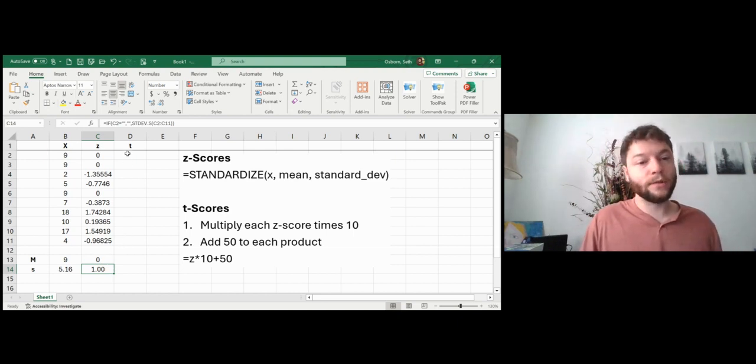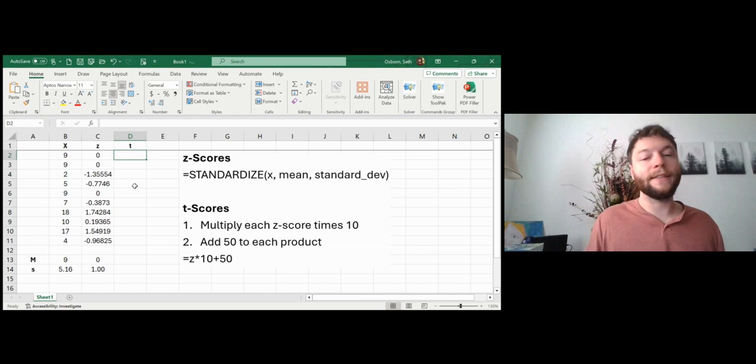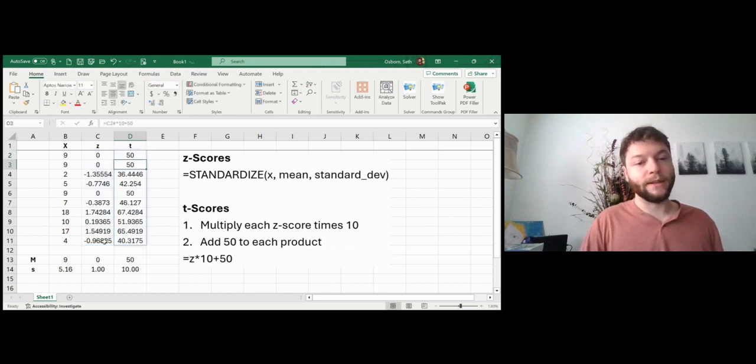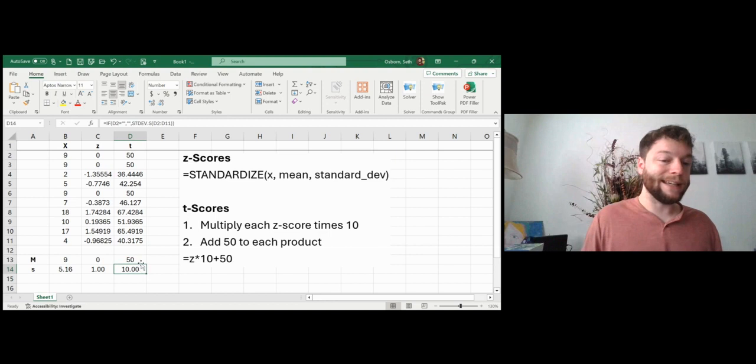Now to convert to t-scores, we can do something similar. Remember, we just multiply our z-scores times 10, then add 50. So this is equal to, highlight all the z-scores you're interested in, multiply them times 10 using the asterisk, then add 50. Boom, there you go. The new mean and standard deviation are 50 and 10, as we knew they would be.